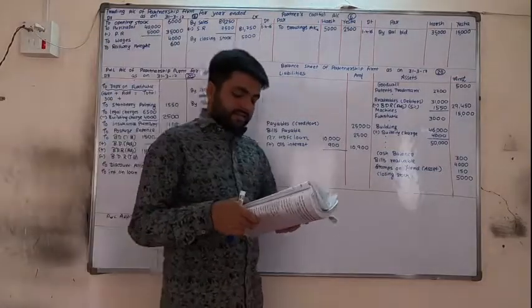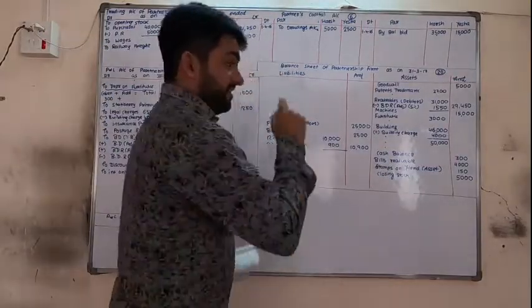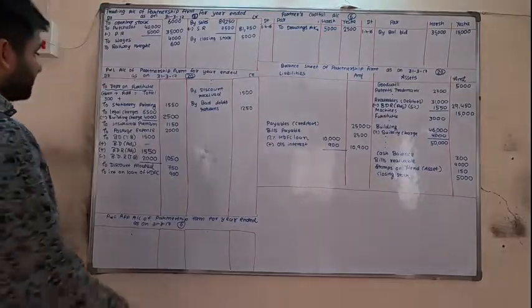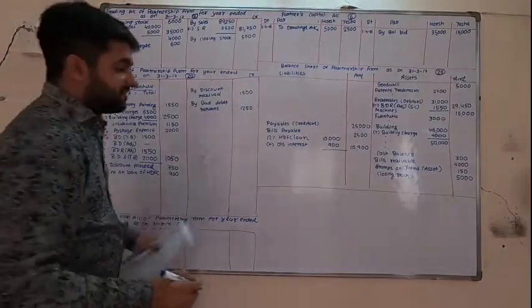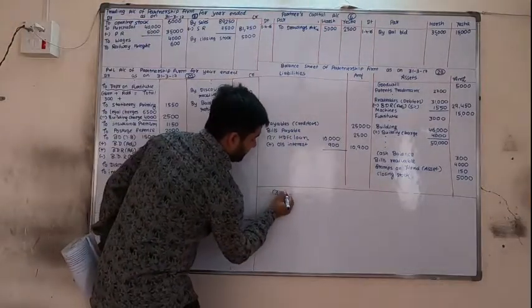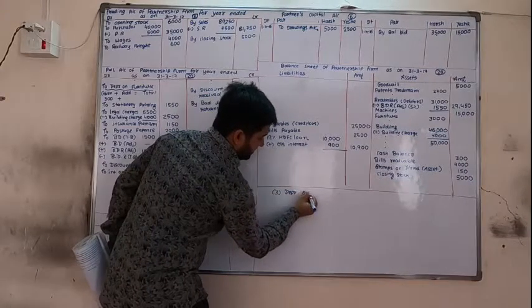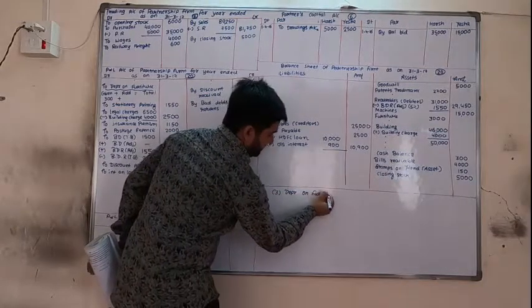Next, 10% depreciation on furniture. Furniture is there, we need to calculate the depreciation, and some depreciation is given. So in calculation number 3, depreciation on furniture.